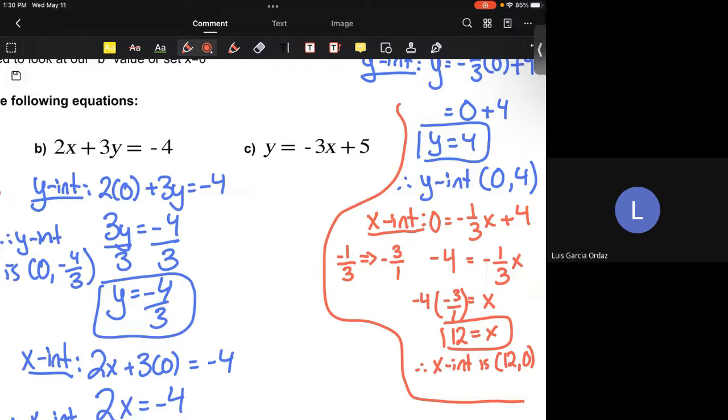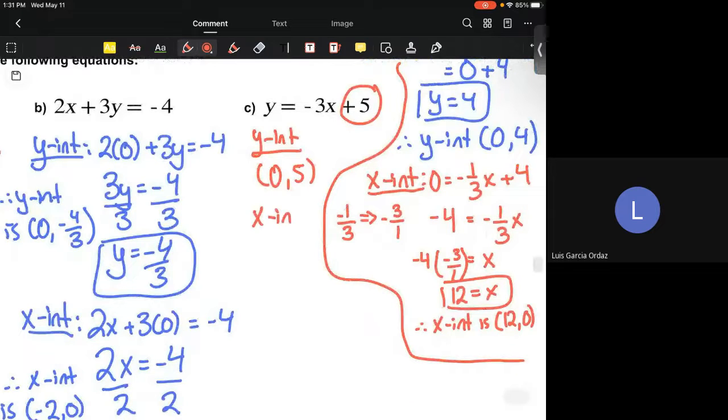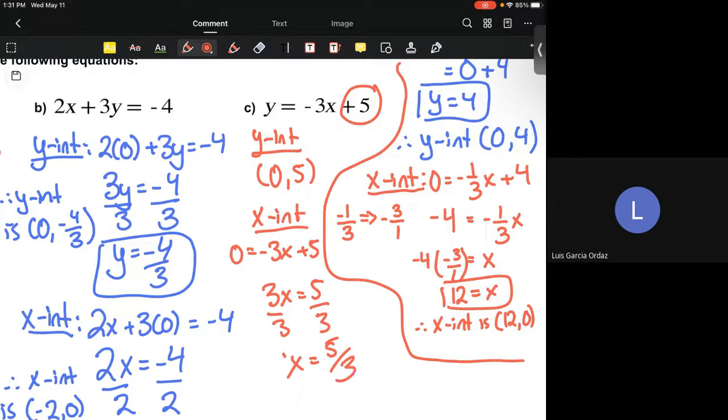What is my y-intercept for C, Gian? Yeah, 0, comma 5. Remember, if it's in y is equal to mx plus b, it's the last number. What is my x-intercept? Gian, again. Yep. So set y equal to 0. You can move the negative 3x over, so it becomes 3x is equal to 5. And then x is equal to 5 over 3.